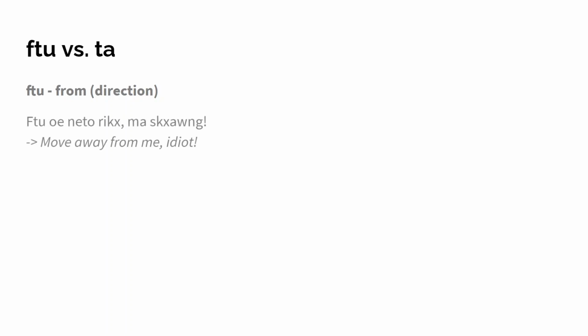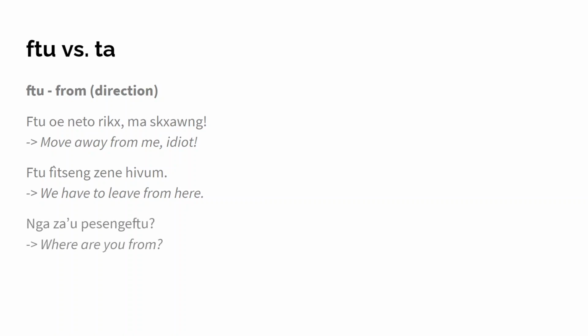Next one is vdu versus ta. Both mean from. Vdu means from as a direction, so it's basically the opposite of ne, which means towards something as a direction. Vdu is from a direction. So, vdu oi Neytiri mas kaung. Move away from me, idiot. Vdu fetseng zene hivum. We have to leave from here. Ngaza upeseng vdu. Where are you from?